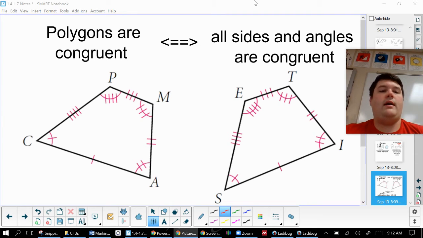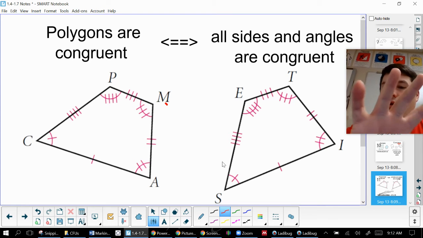And so you can see we've got a quadrilateral here, CAMP and SITE. And you'll see that angle C is marked congruent to angle S, angle A and angle I, angle M and angle T, angle P and angle E, and then side CE and side SI, side AM and side IT, side MP and side TE, side PC and side ES.